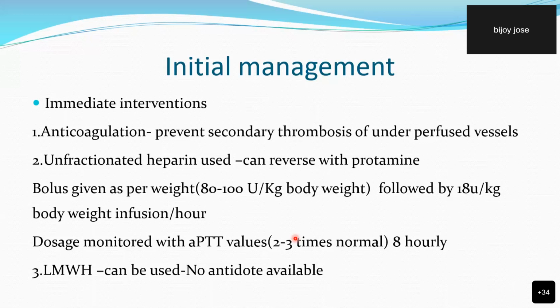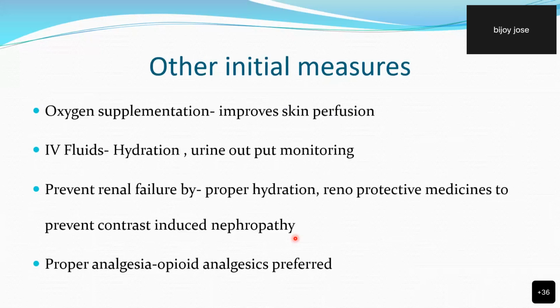Sometimes low molecular weight heparin can also be used, but the problem is we have no antidote, so most of the time we prefer heparin only. Another initial measure is oxygen supplementation, because the tissues are already hypoxic. To improve skin perfusion and the viability of the muscles and skin, we supplement oxygen.